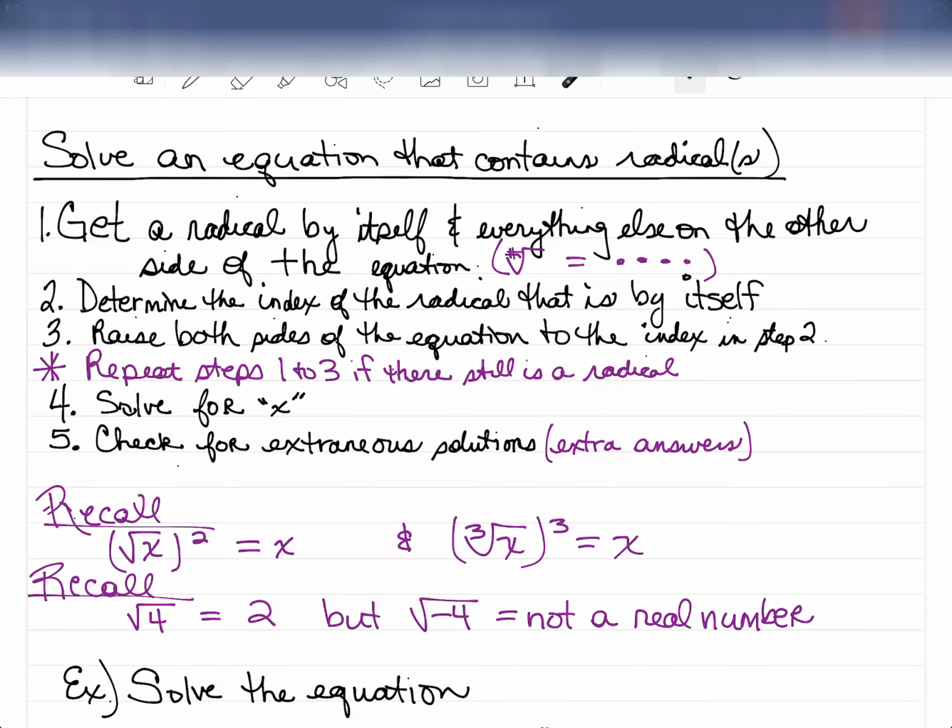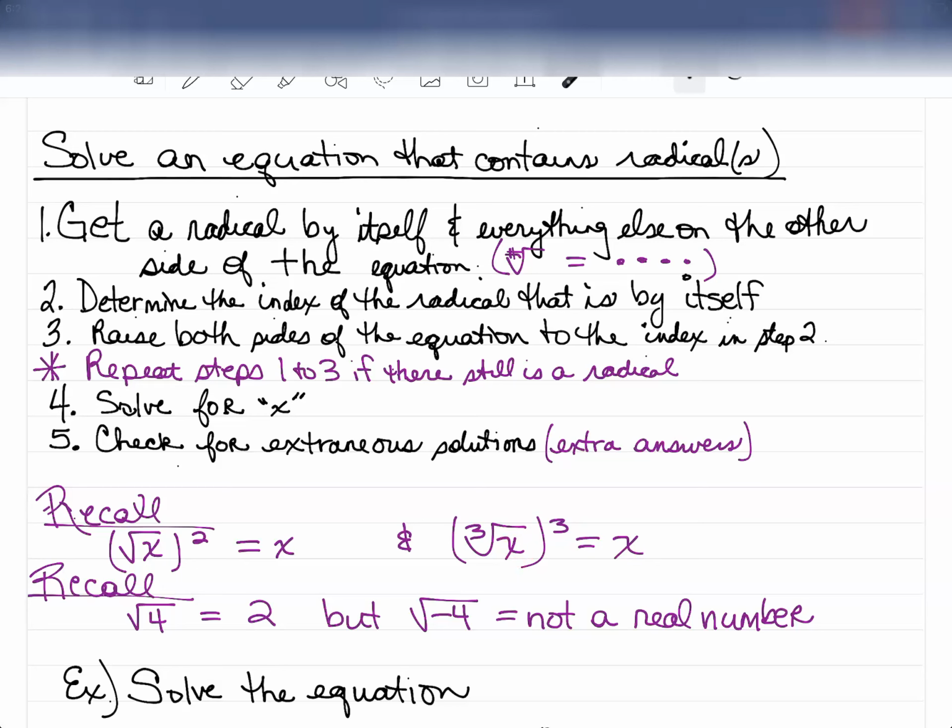Then I put some recalls on here. If I take the square root of x and square it, I will get my x. If I take the cube root of x and cube it, I'll get my x. I have 3 of something and I need 3 of, I get whatever was in there. 2 of something and I needed 2, I get whatever was in there. So that's the idea that we're using when we're solving equations with radicals. So that's why we make the index match the power, so we can get whatever's underneath there out.